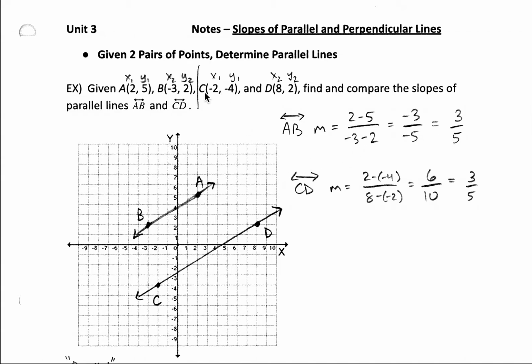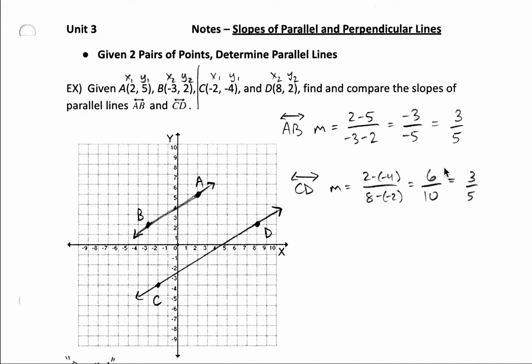Let's try to do the same thing with C and D. Subtract the y values. 2 minus negative 4, that's 2 plus 4, which is 6. On the bottom, subtracting the x values, 8 minus negative 2, that turns into 8 plus 2, which is 10. We have 6 to 10. We know that we can reduce that ratio by dividing top and bottom by 2 and get 3 to 5.